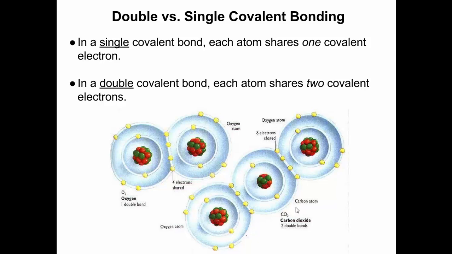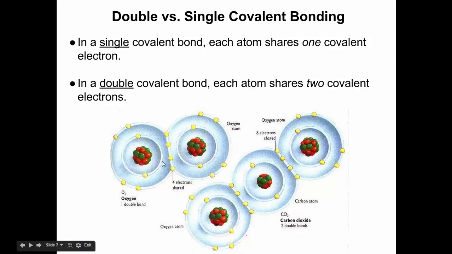There are different types of covalent bonding. There's a double covalent bond and a single covalent bond. In a single covalent bond, each atom is sharing one covalent electron. So each atom is contributing one electron to the bond. In a double covalent bond, each atom is sharing 2 electrons.